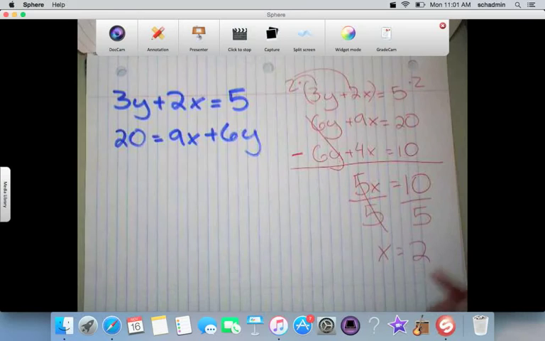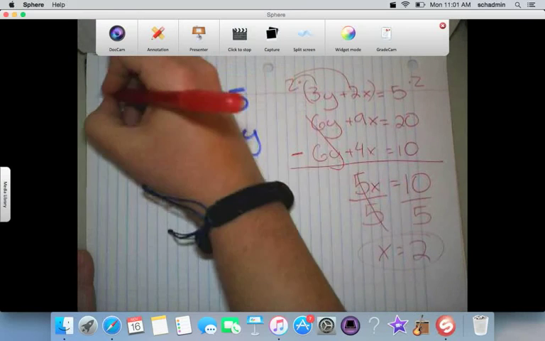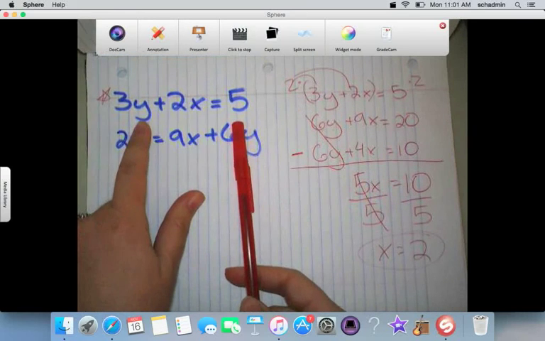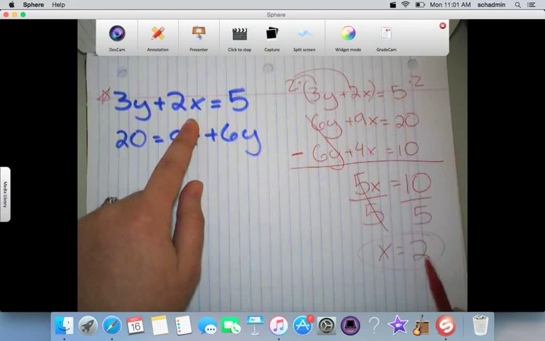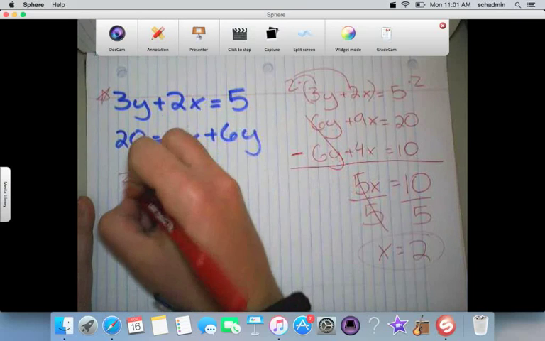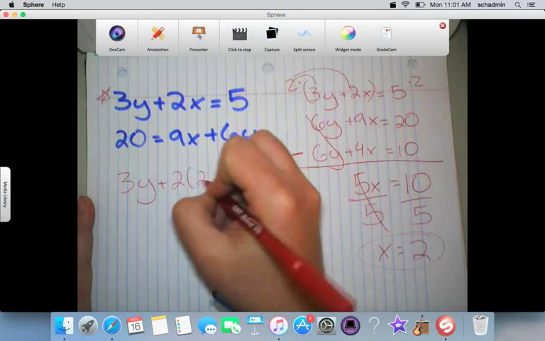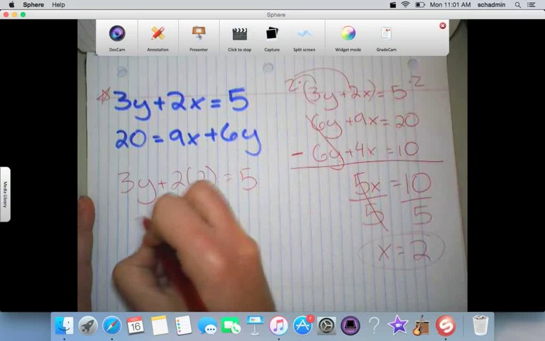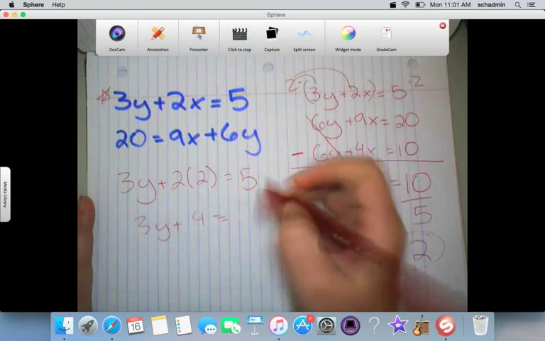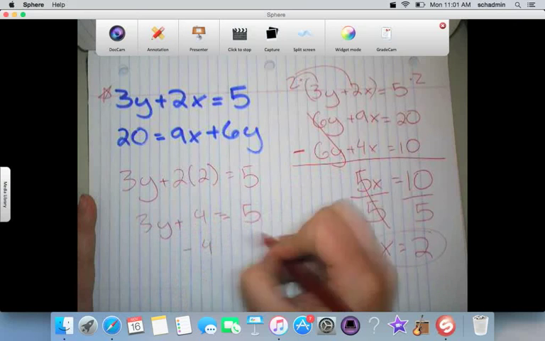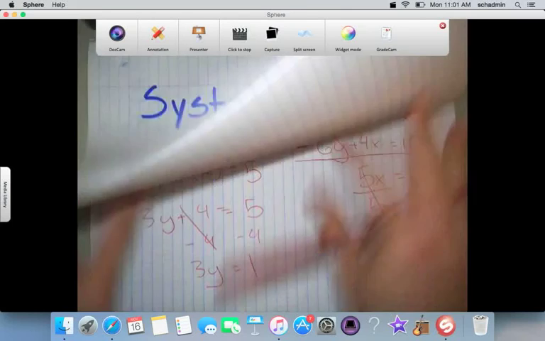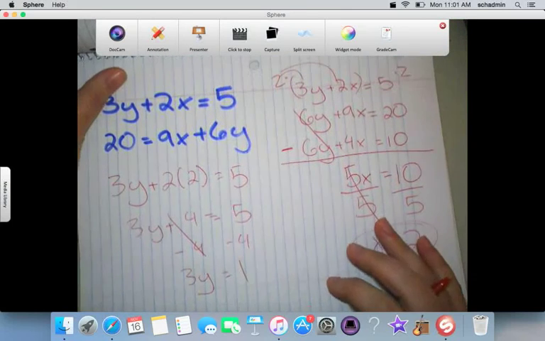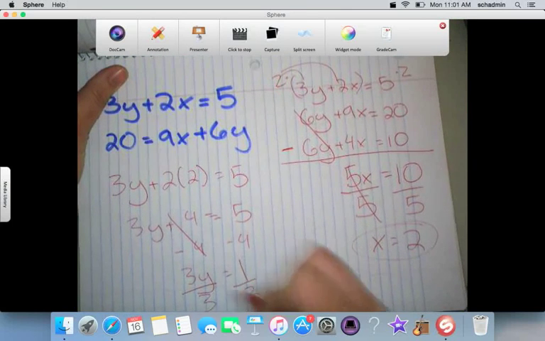I'm going to take this nice little x equals 2, and I'm actually going to plug it back in up here. Yes, it's an original linear equation that we used, and yeah, we changed it, but you can still use it to plug it in. It's the easiest one. So 3y plus 2 times 2 equals 5. 3y plus 4 equals 5. I'm going to subtract 4 from both sides. 3y equals 1. And now you'll see that, oops, sorry guys, we're about to end up with a fraction. Divide by 3, and you end up with y equals 1/3.